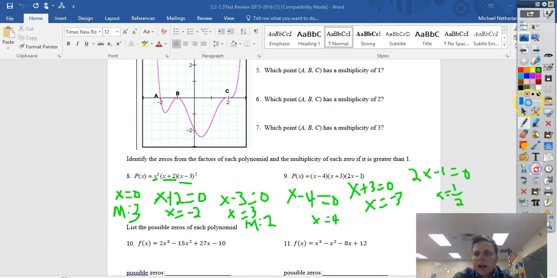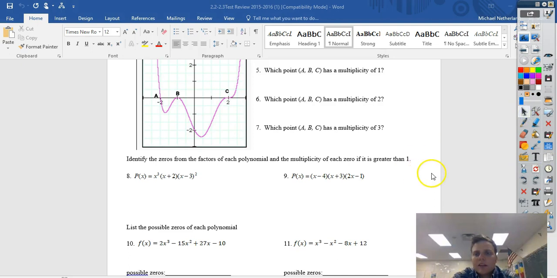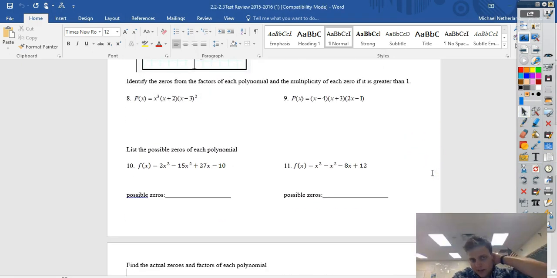Okay, let's move on. Problem number 10. Problem number 10 just says, list the possible zeros of each polynomial. Okay, possible zeros just comes from this P over Q idea. So then what you have to know is what P is and what Q is. P is always the factors of the constant. So when you look at the polynomial we give you, the constant number is a negative 10.